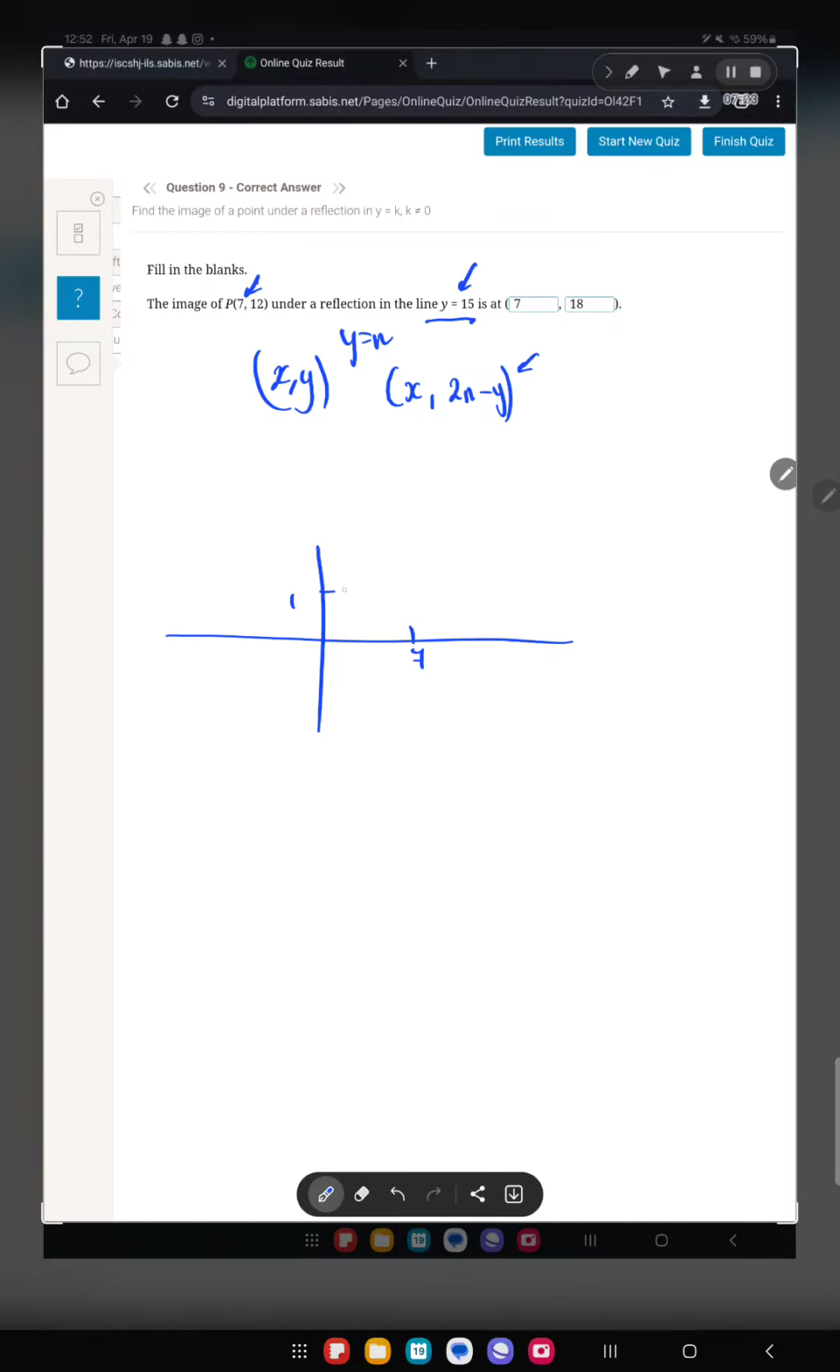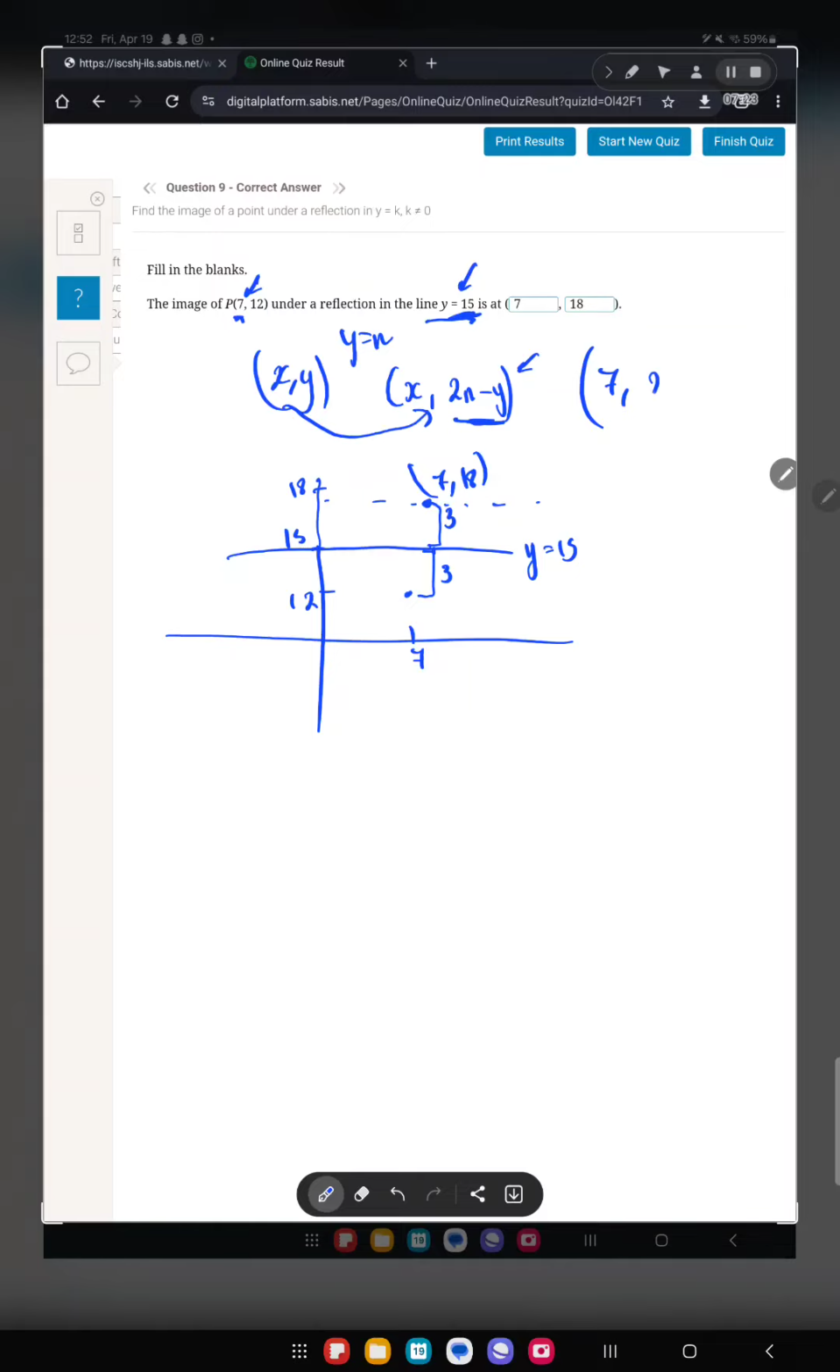(7, 12) is over here, and y = 15 is all the way here. Reflected, this is 3 units, so obviously it has to be 3 units here also, and it's going to end at 18. It's the same point, the x didn't change, it's still 7, but this time comma 18. If you want to use the formula, x stays the same, so it will become 7 comma 2n minus y, so 2 times 15 minus the original y, which is 12. That becomes 7 comma 30 minus 12, which is (7, 18).